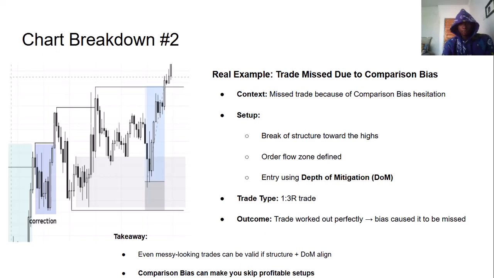But yeah, the key takeaway is that comparison bias can make you skip profitable trades. And it did make us skip 2 profitable trades that would have netted us 6% because it's a fixed 1 to 3 R system.